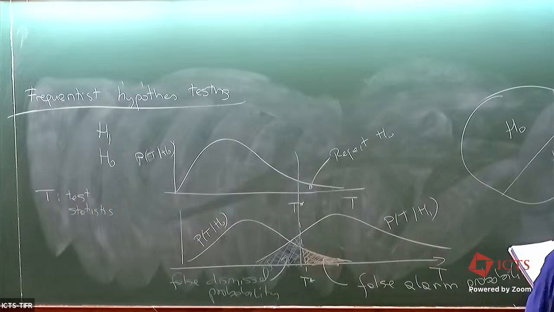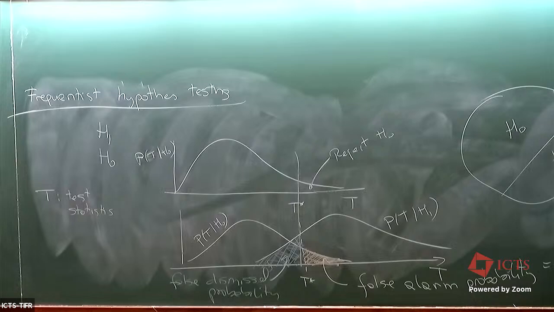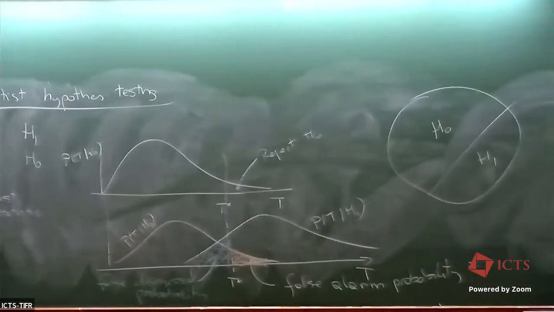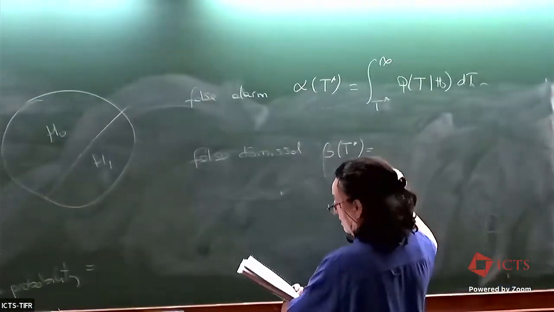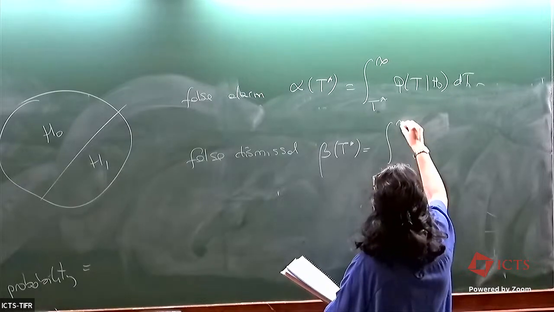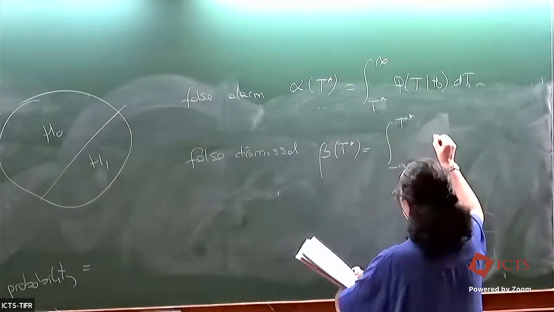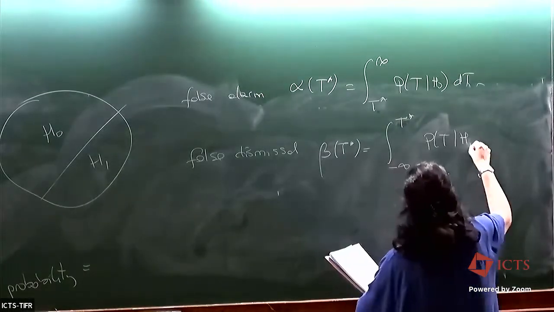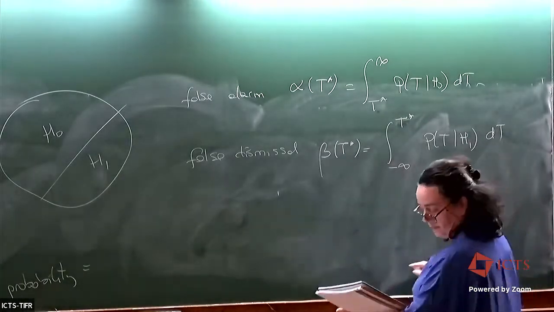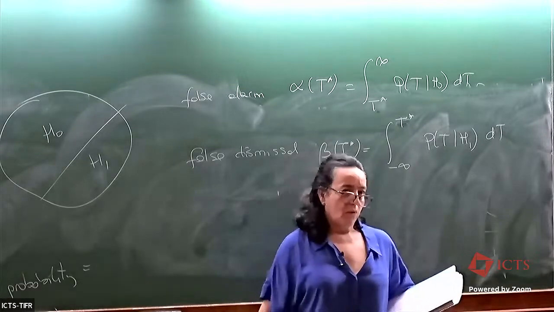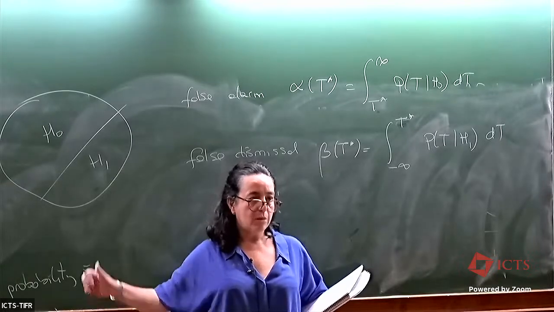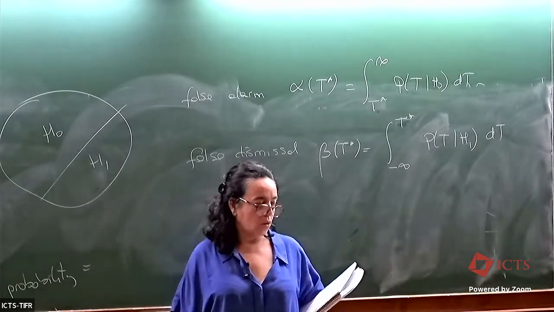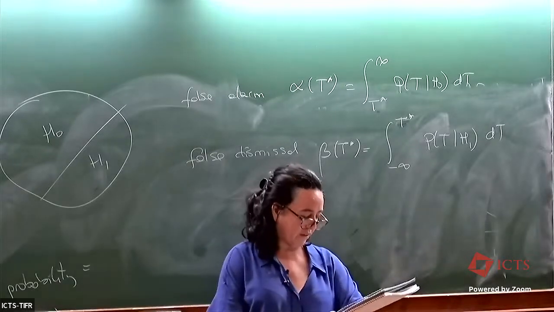So the false dismissal then is the integral of the probability of t given h1 being true dt. So what we would like is to come up with a test that actually minimizes these two errors, the false alarm and the false dismissal.